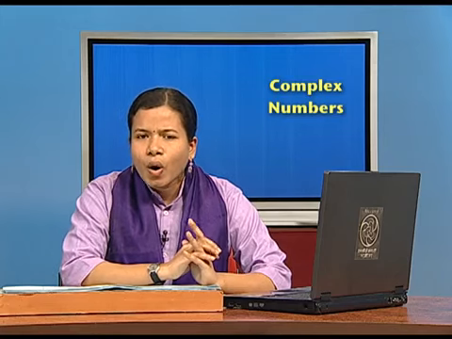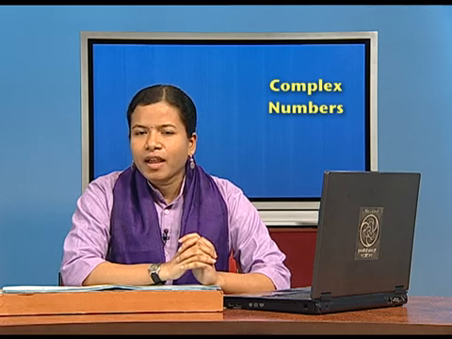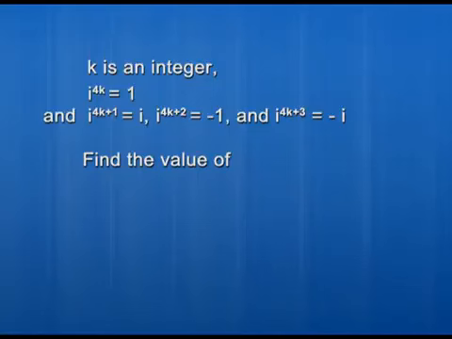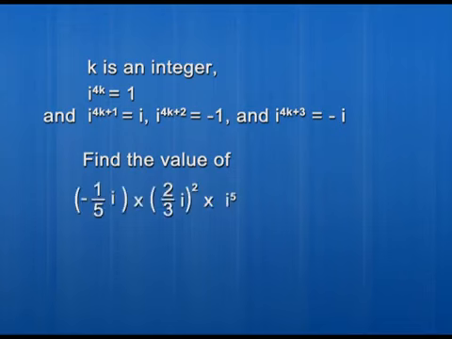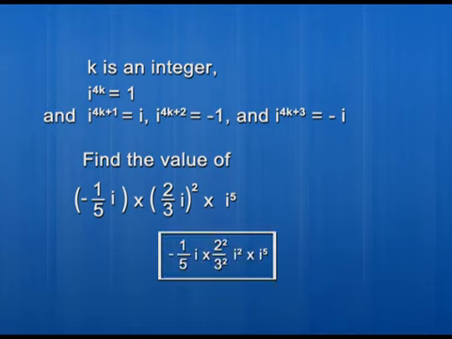Now, using all these powers of i, if I ask you to find the value of the product of minus 1 by 5 i with the square of 2 by 3 i and i^5, then what will be your answer? Since the term square of 2 upon 3 i can be further written as the product of 2 square upon 3 square with i square, this whole product becomes the product of minus 1 by 5 i with 2 square upon 3 square i square and i to the power 5.